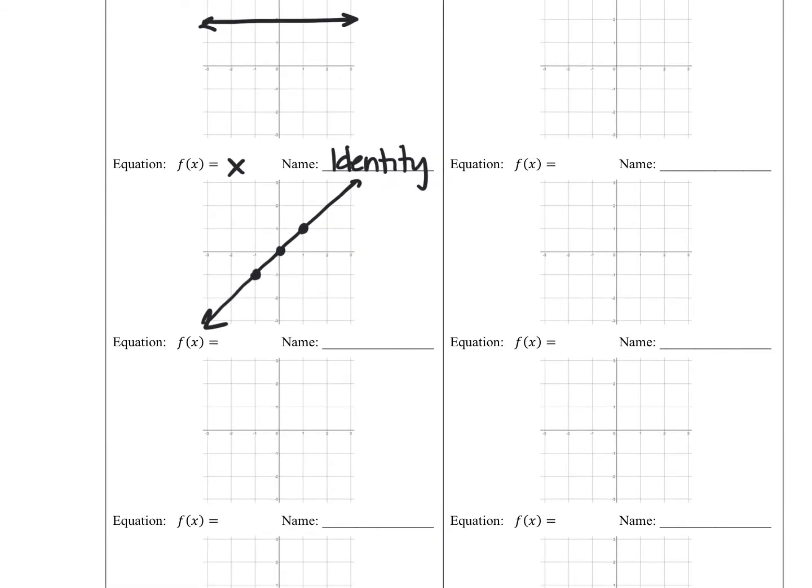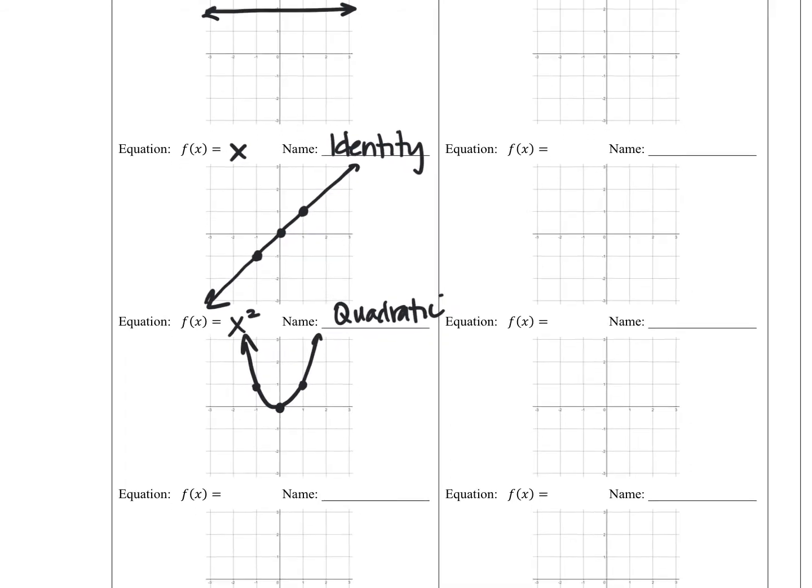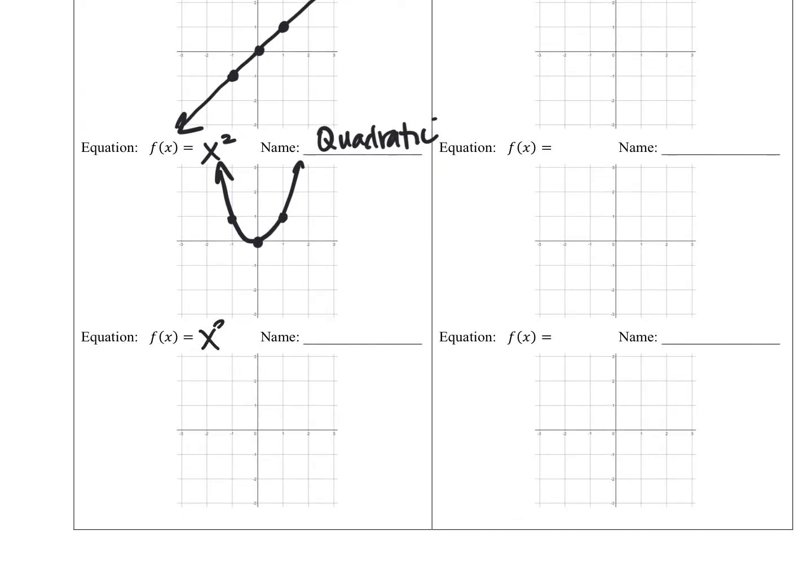Kind of going up in order here, x squared. That would be our quadratic, or you can call it the squaring function. That's at 0, 0, 1 gets you 1, negative 1 gets you 1. And it's that kind of U shape. And then we have the cubic, x to the 3rd power. And as long as you have all of these, you're good. They don't have to be in the same order as mine.